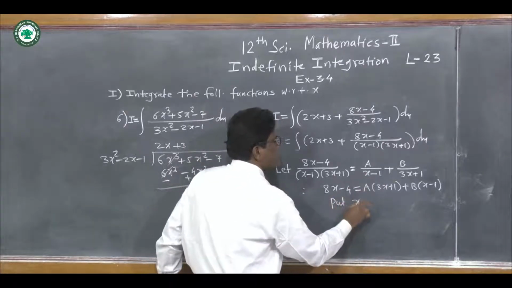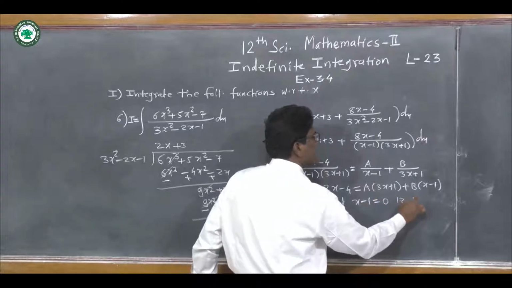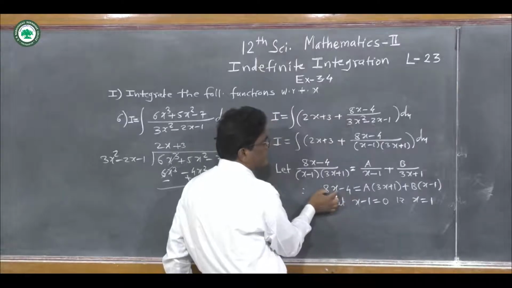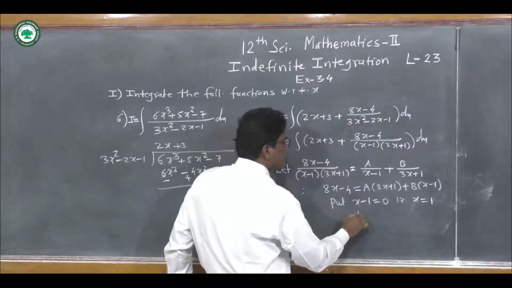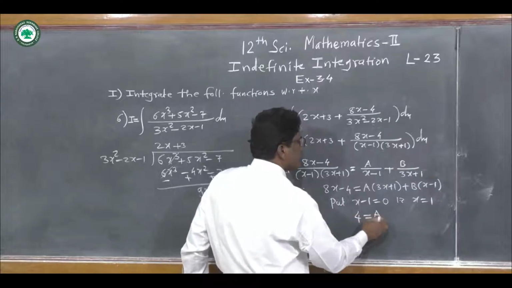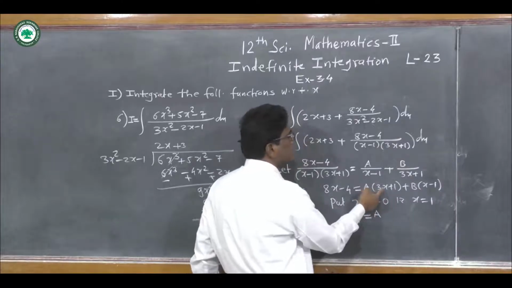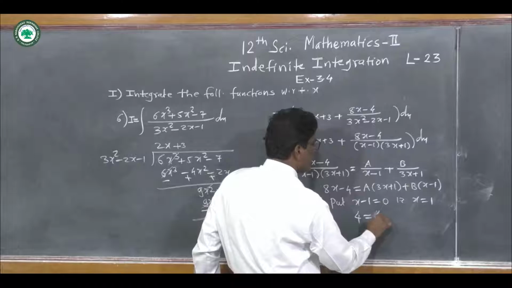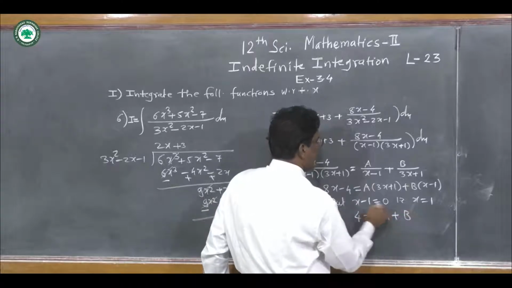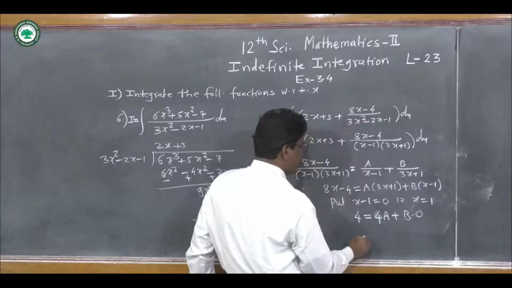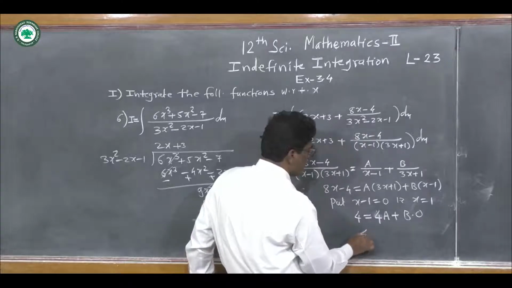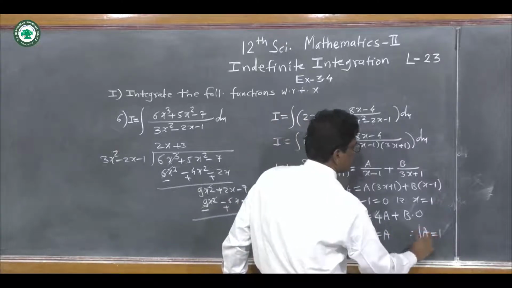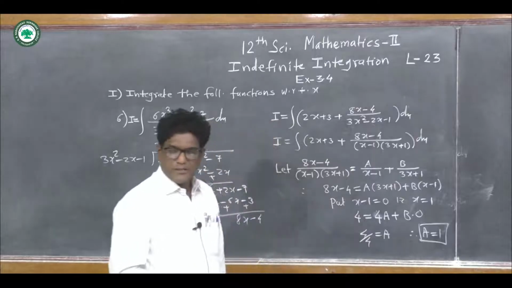So put x minus 1 is equal to 0, that is x is equal to 1, and therefore we get here 8 into 1, that is 8 minus 4, that is 4, is equal to a. Here put the value of x as 1: 3 into 1, 3 plus 1, that is 4. So 4a plus b, and x minus 1 is 0. And so we get a is equal to 4 upon 4, and therefore a is equal to 1. In this way we get the first unknown a as 1.